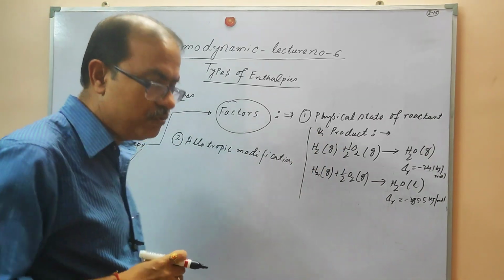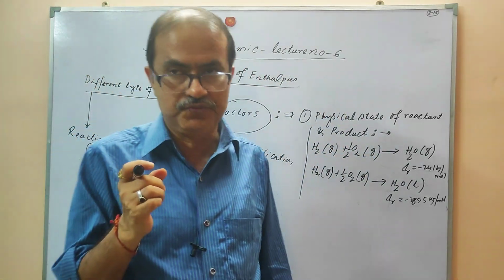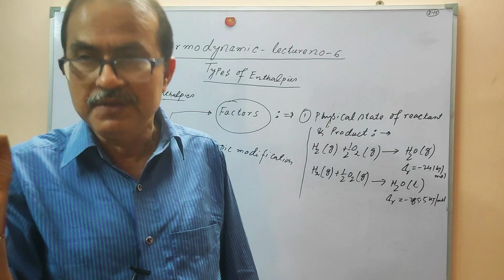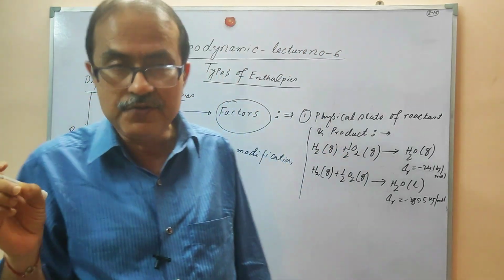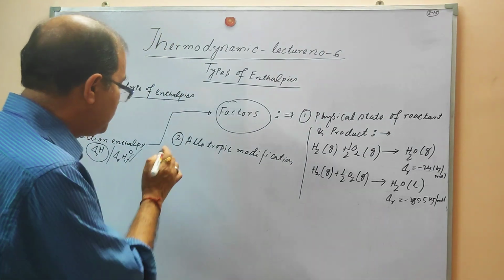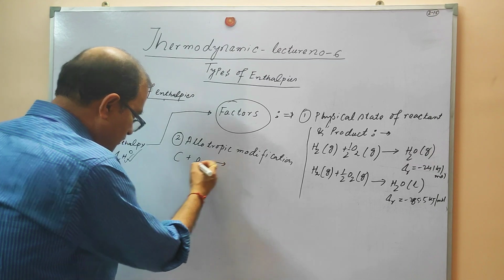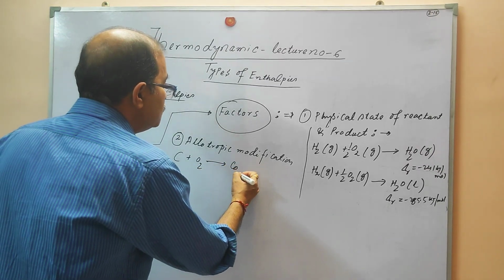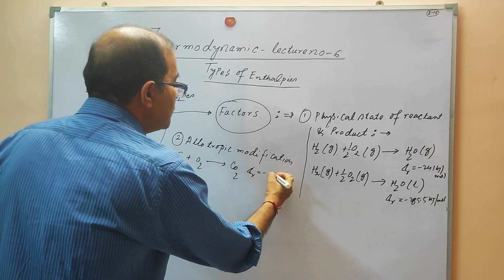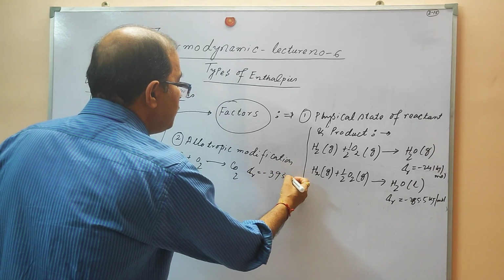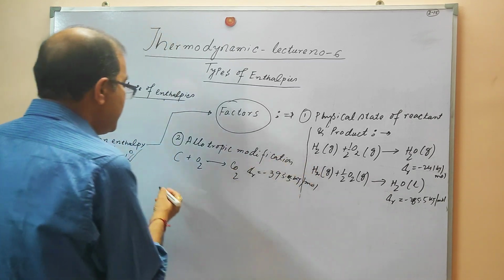Allotropic modification: we know there are some elements which are present in nature as different allotropes. Carbon is present as diamond and as graphite. Suppose diamond reacts with oxygen and produces CO2; in this case the reaction enthalpy will be 395.5 kilojoule per mole, whereas this is diamond.